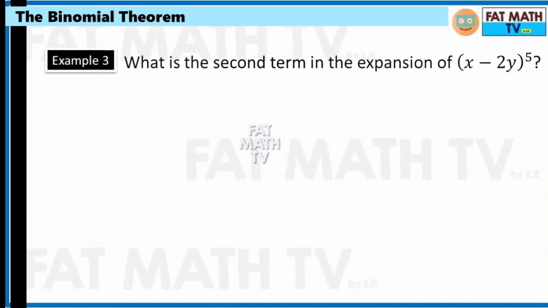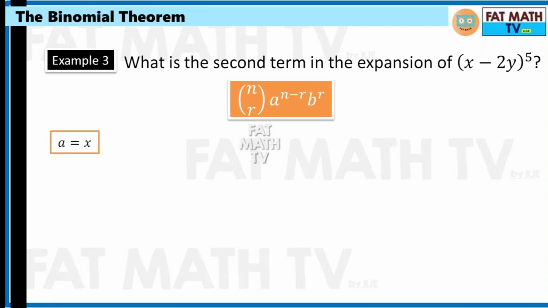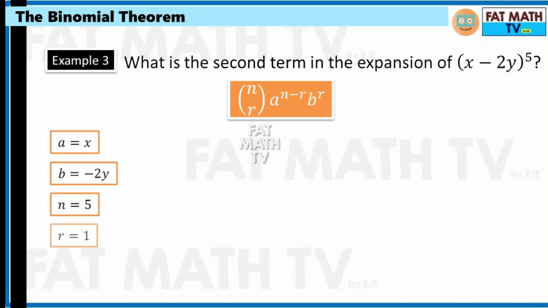Another example, example number 3. What is the second term in the expansion of x minus 2y raised to 5? What is our a here? In this formula, what is a? A is x. What is b? B is negative 2y. What is n? N is 5, and r is, since we are looking for the second term, r is 1.